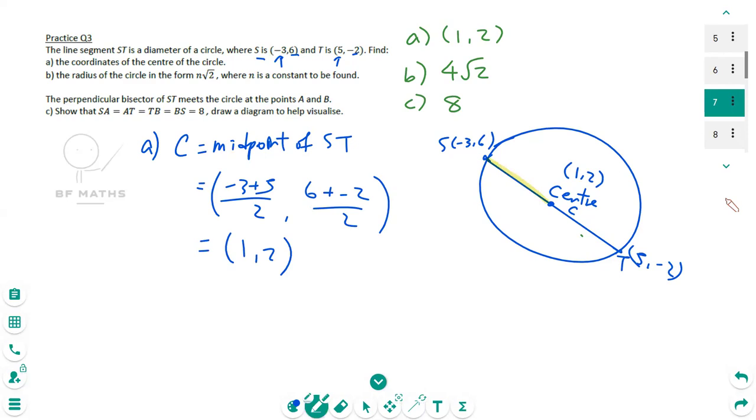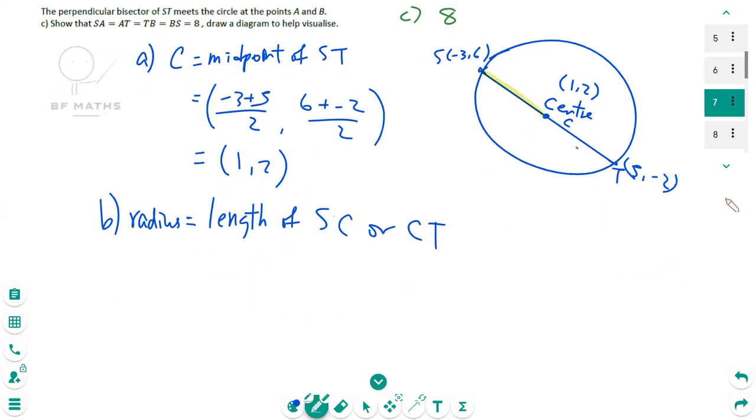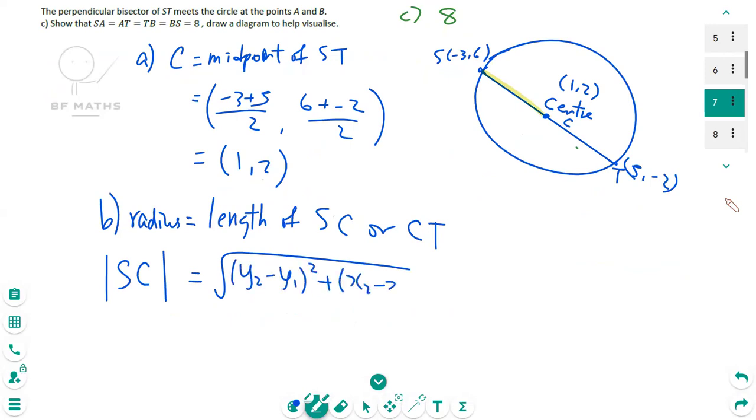To find the radius, it means you want to find the length. So the radius is the length. You can do SC or CT, it doesn't matter, both of them are radii. To use the math symbol for length, we use the 2 bars, remember? That means length. If you remember the distance formula, I'll just rewrite it: square root of (y2 minus y1) squared plus (x2 minus x1) squared.